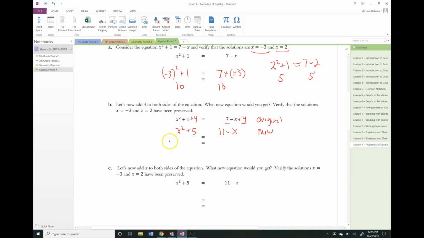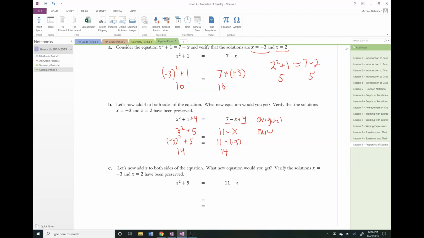If I plug in -3 and add 5, that's going to give me 14. And if I do 11 minus -3, that is also going to give me 14. So by adding 4 to my equation, I get a new equation, and the answer is the same. So -3 is still the answer.